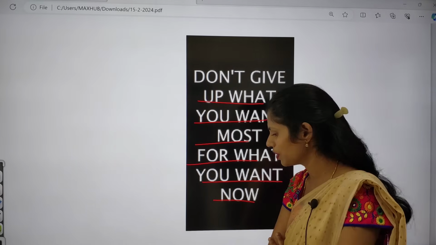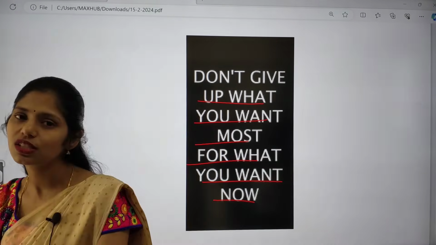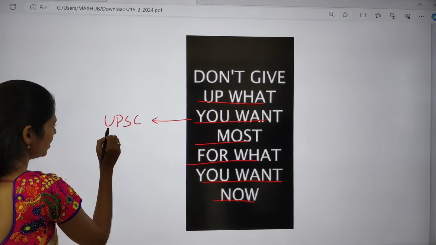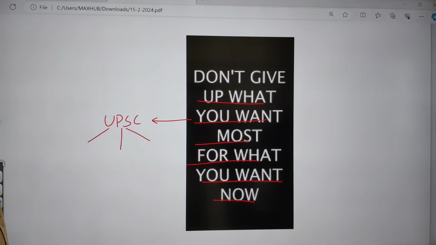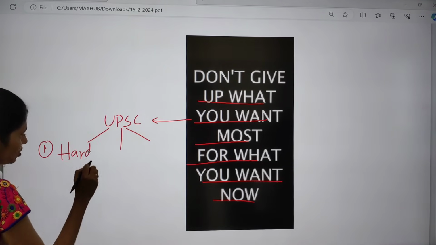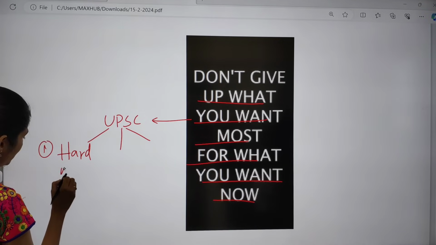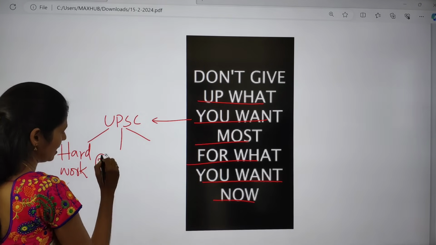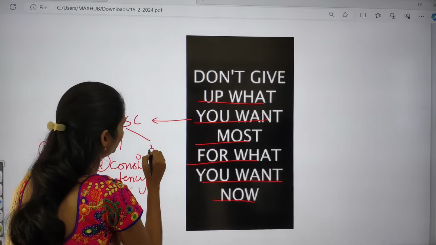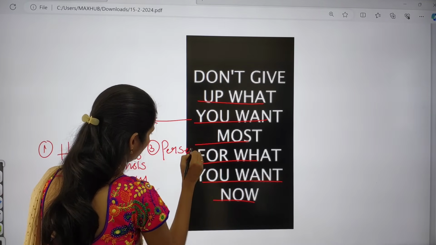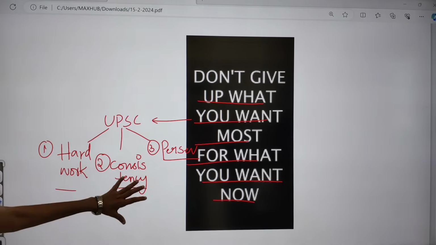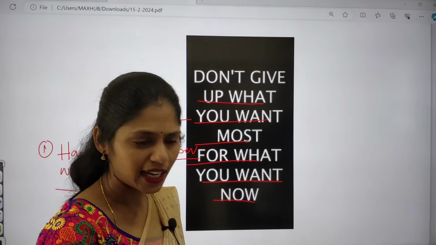Yes, this quote is very relevant, and we can connect this quote with our UPSC preparation. In UPSC, there are 3 important keys to clearing this examination. I believe these 3 are very important. The first one is hard work, the second one is consistency, and the third one is perseverance.